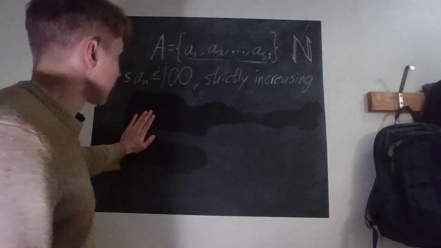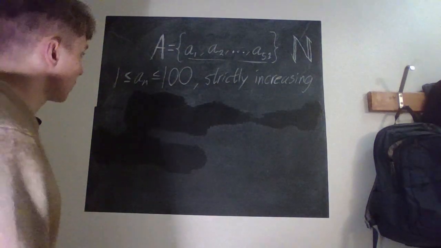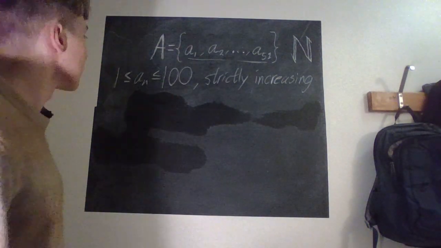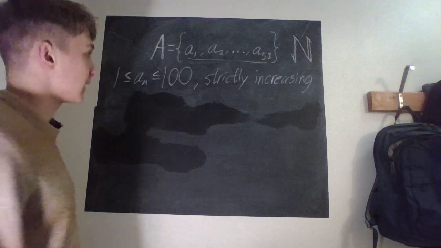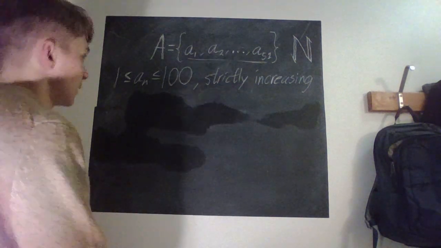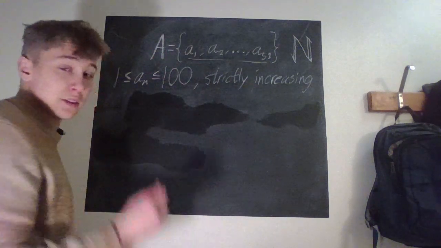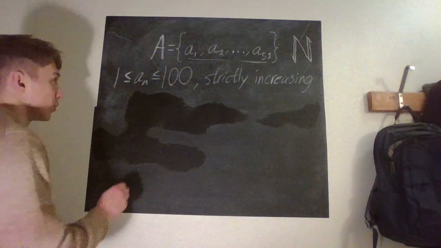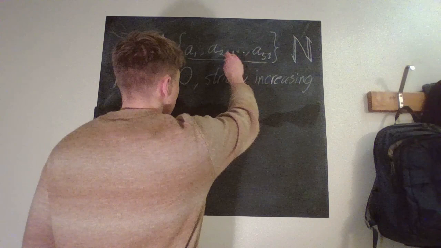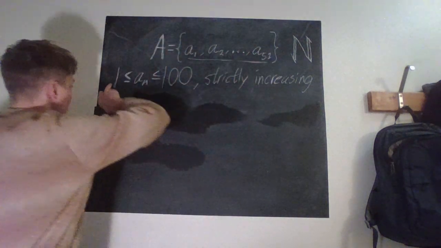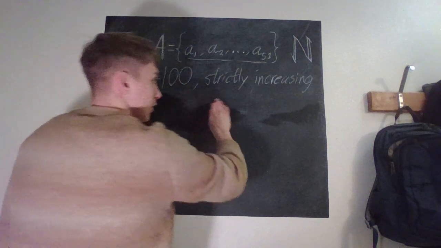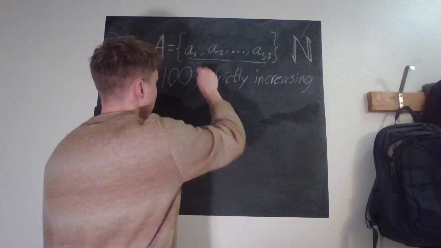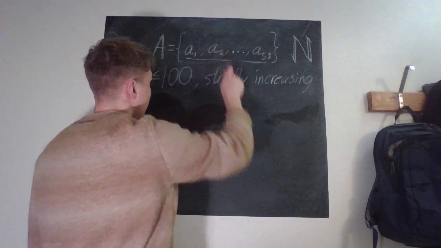So, we choose 51 numbers, different numbers, from 1 to 100 and order them increasingly in a list. We call that list A. Got it? Can't repeat. So, here we have a list of 51 integers ranging from 1 to 100, where all are different and we have ordered them to be increasing.